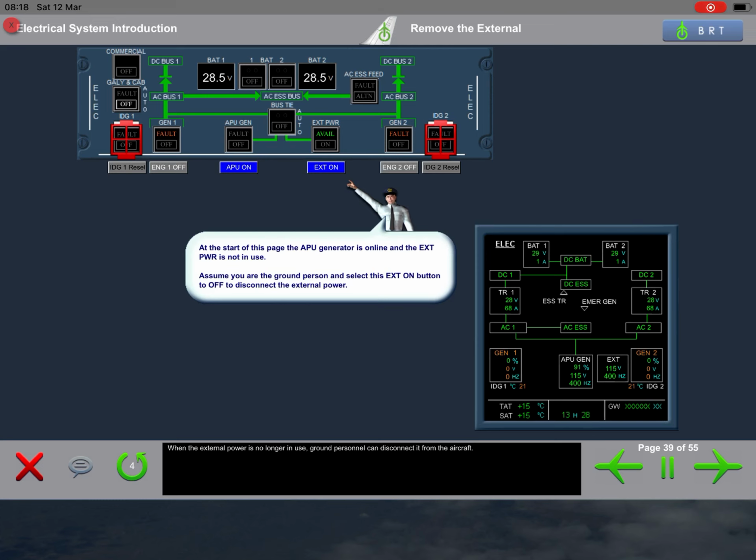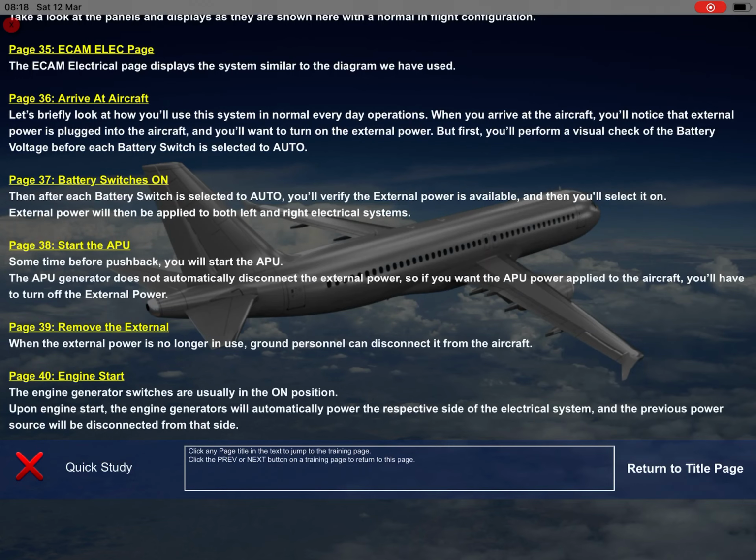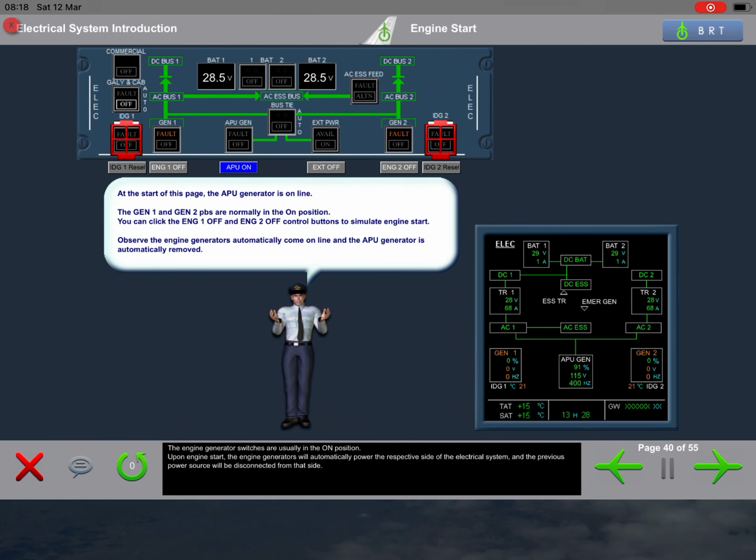When the external power is no longer in use, ground personnel can disconnect it from the aircraft. The engine generator switches are usually in the on position. Upon engine start, the engine generators will automatically power their respective side of the electrical system, and the previous power source will be disconnected from that side.